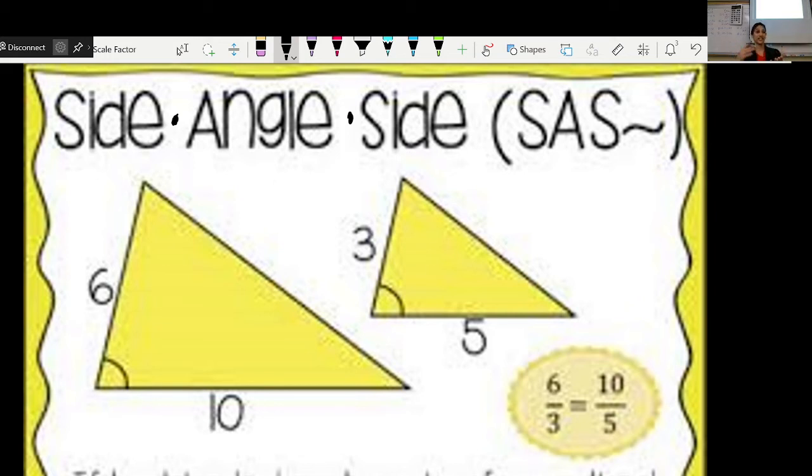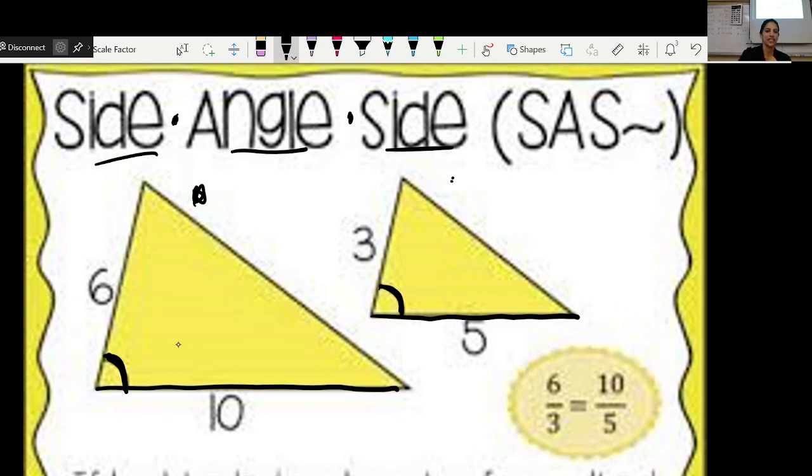Notice they're not the same size. This one's much bigger and this one is smaller. So what is similar about them is that they have a side, angle, and a side that are similar. So I'll show you what I mean by that. Although they are different sizes, see this angle here? It's the same measurement as this angle here. And there's a relationship between the length of the side at the bottom and the length of the side here.